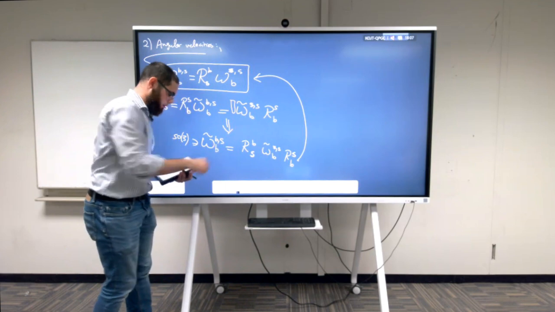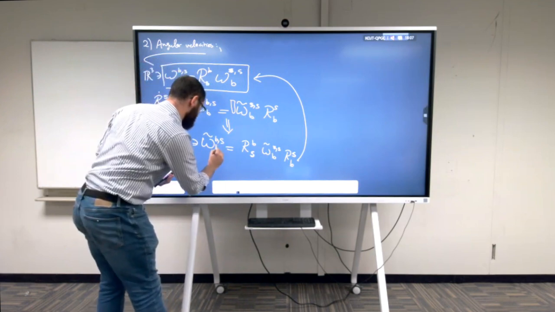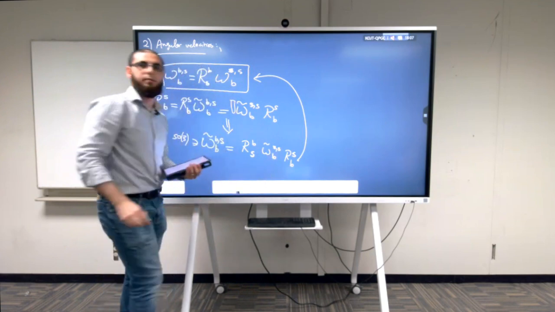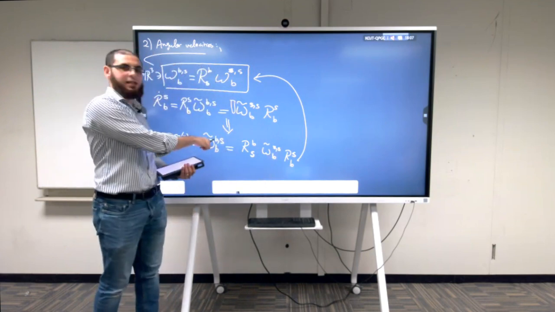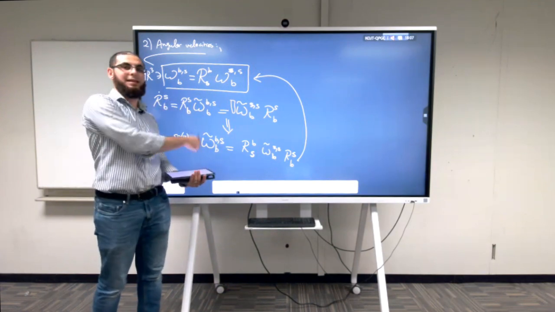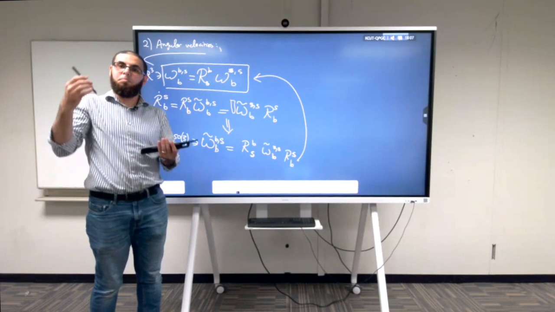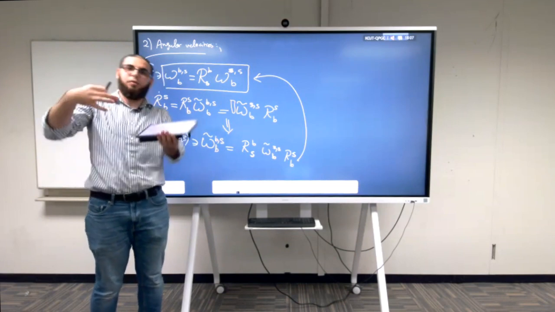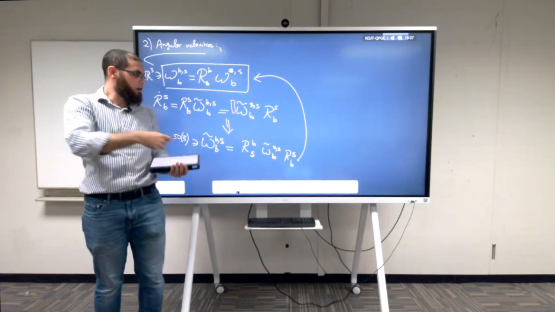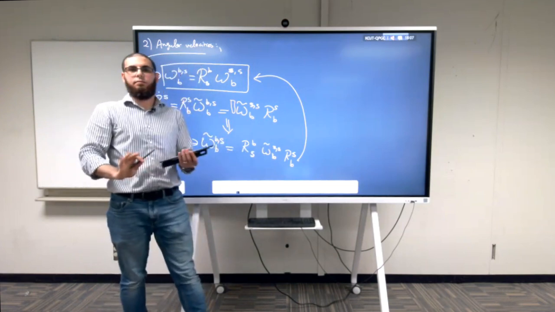You see, this part is common, BS, because they represent the same thing. But what's inside here is just which frame you're looking at this angular velocity from. Here I'm looking at this angular velocity from the body, at least from the frame that I'm rotating with. So here the observer is rotating with the frame, but here the observer is fixed.